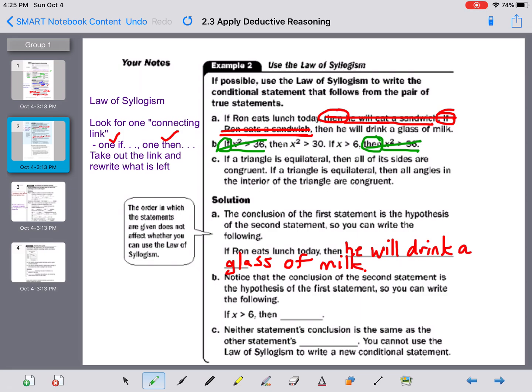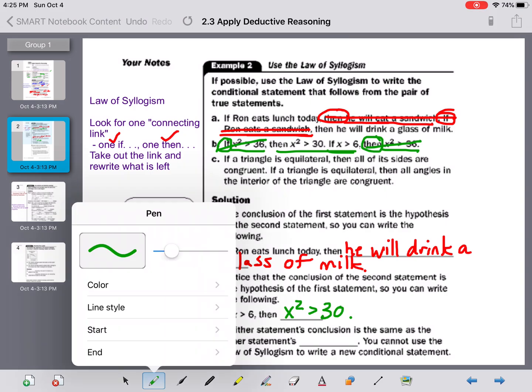Always remember, our sentences start with if, so I need to start with if x is greater than 6, then x squared is greater than 30. So just make sure you put the if first and the then second, so it stays that hypothesis and conclusion.